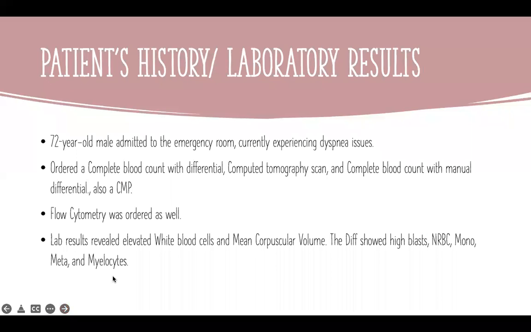So for the patient's history, I had a 72-year-old male that was admitted to the emergency room because he was told by the hospital cardiovascular doctors to visit the Stonecrest in Smyrna, Tennessee. He was currently experiencing dyspnea issues, which is just issues with your shortness of breath in your lungs.